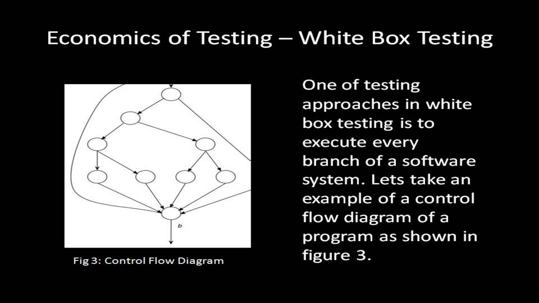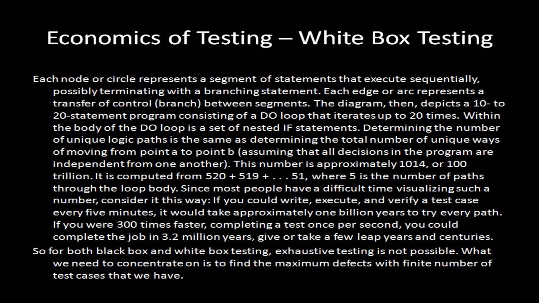To see this, consider the trivial program represented in the figure. The diagram is a control flow graph. Each node or circle represents a segment of statements that execute sequentially, possibly terminating with a branching statement. Each edge or arc represents a transfer of control, a branch, between segments. The diagram, then, depicts a 10 to 20 statement program consisting of a do loop that iterates up to 20 times. Within the body of the do loop is a set of nested if statements.